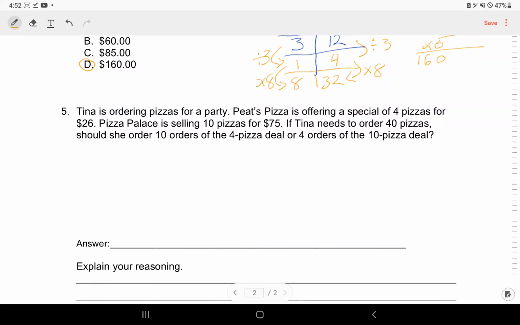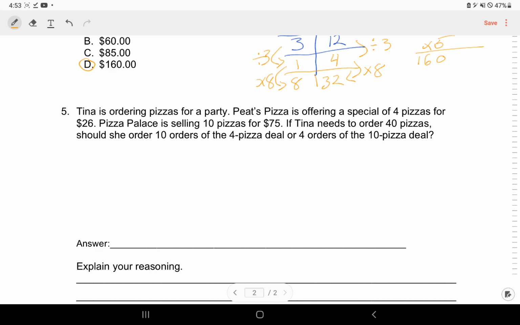Tina is ordering pizzas for a party. Pete's Pizza is offering a special of 4 pizzas for $26. Pizza Palace is selling 10 pizzas for $75. If Tina needs to order 40 pizzas, should she order 10 orders of the 4 pizza deal or 4 orders of the 10 pizza deal? Well, we have to explain our reasoning. So, a couple of different approaches.